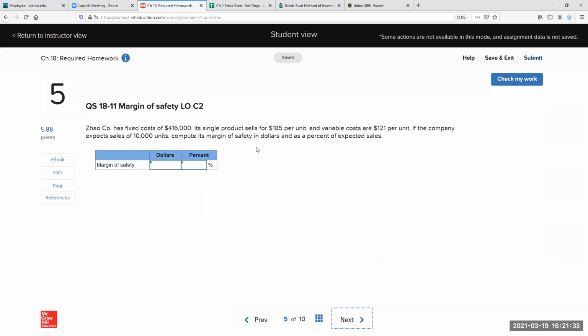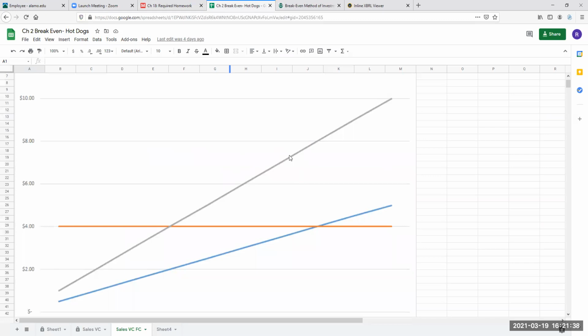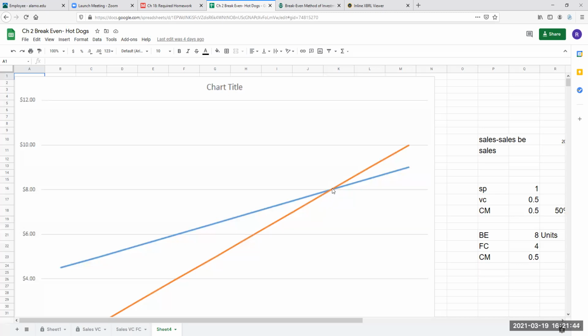So let's go on. You've already done that one. Now, the margin of safety is how much you are above the break even. Over here, the break even is at 8 hot dogs. I'm up here at 10 hot dogs. Break even's at 8 hot dogs. So my margin of safety here, I'm only 2 hot dogs above. And 2 hot dogs divided by 10, so my margin of safety is only 20%. I'm at 10, my break even is at 8. That's only 2 hot dogs.